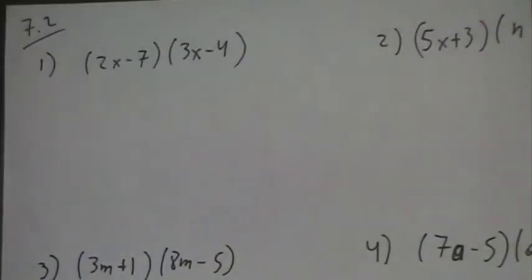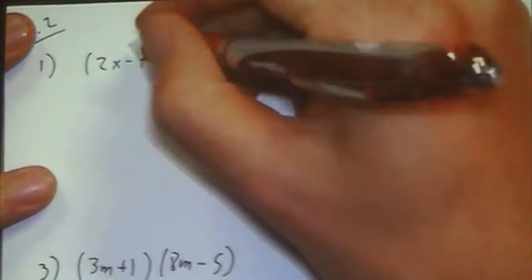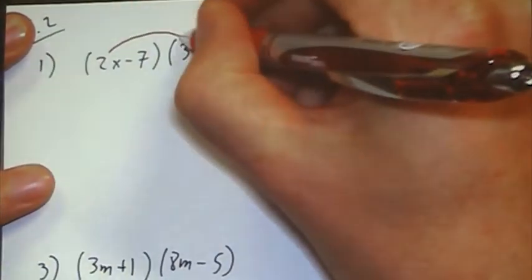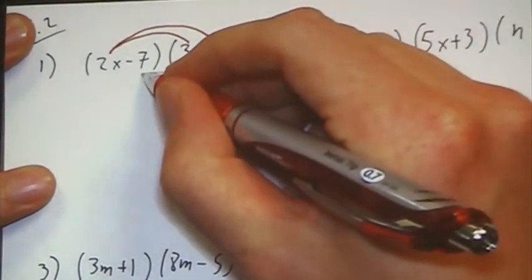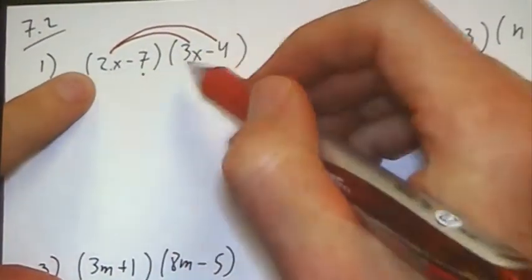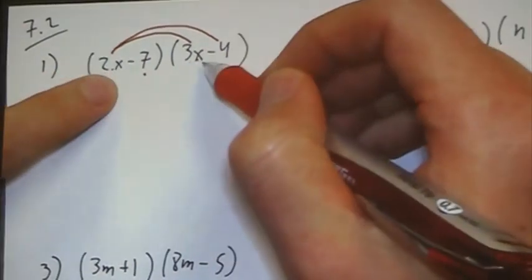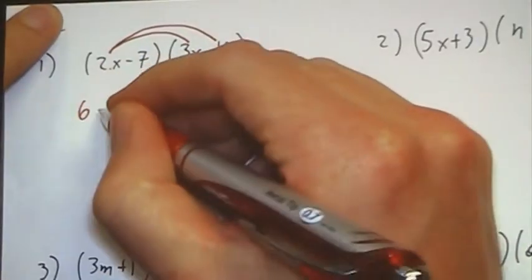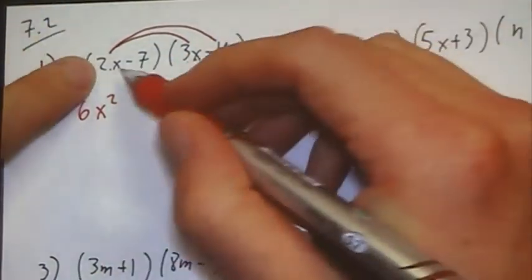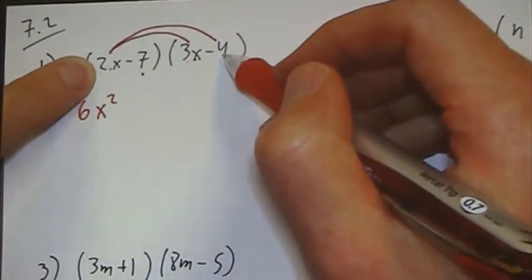The first one I call the claw method. What you do is it's basically a double distribution. You take the first term, you distribute it to both terms, and the second term also. So you go 2x times 3x. That's going to be a 2 times 3, which is 6, x times x, which is x squared. And then 2x times the negative 4.